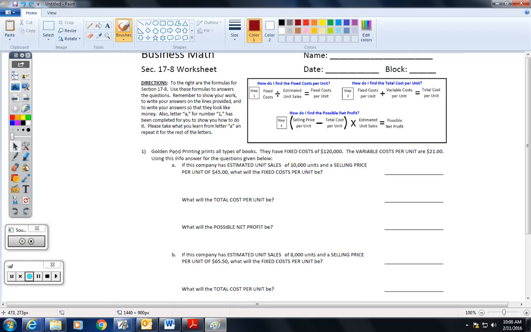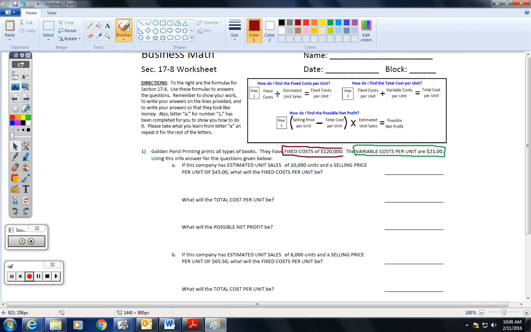So, Golden Pond Printing prints all types of books. They have fixed costs of $120,000. The variable costs per unit are $21. Now, these two things are super important. They're so important, what I'm going to do is put them inside of boxes. That's right, I'm going to put them inside of boxes.